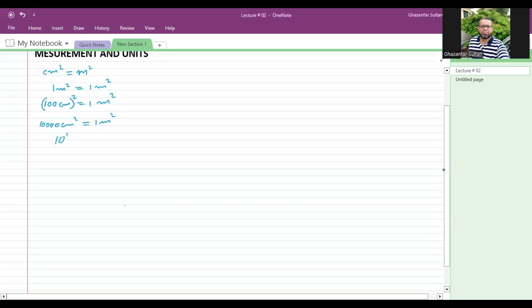In exponential notation, you can write it like this. So 1 square meter is equal to 10 raised to power 4 centimeter square, or 1 centimeter square is equal to 10 raised to power minus 4 meter square.